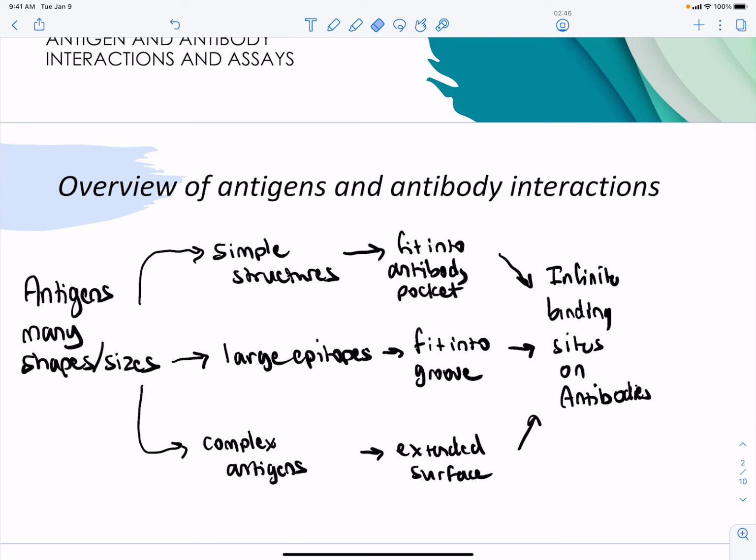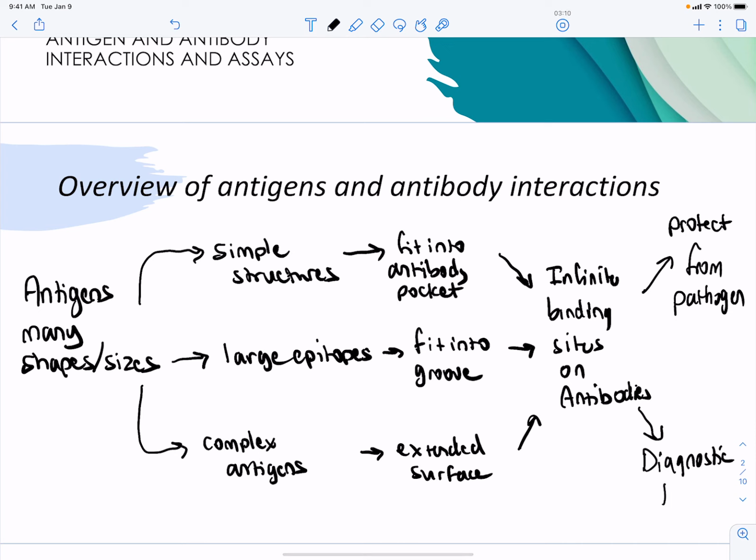And then you're going to use these antibodies in yourself to protect. And we are going to use these antibodies in the lab for diagnosis. And so the nice thing about antibodies is that they have very high specificity and they also have an affinity.